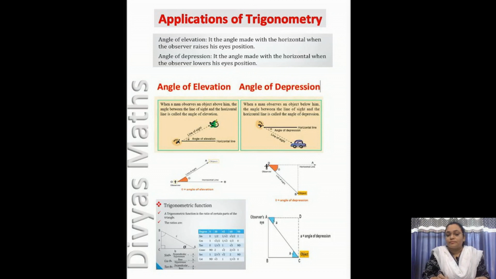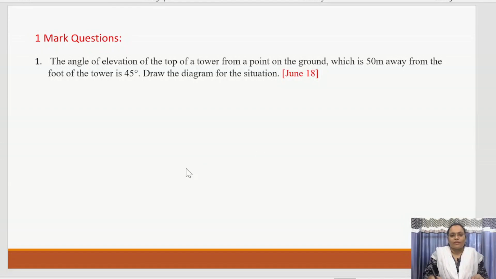To solve the word problems, you just need to remember sine, cos and tan values. Mostly we will be using tan values to solve most of the problems. So let us solve the problems. Let us see the first question. The angle of elevation of the top of the tower from a point on the ground which is 50 meters away from the foot of the tower is 45 degrees.